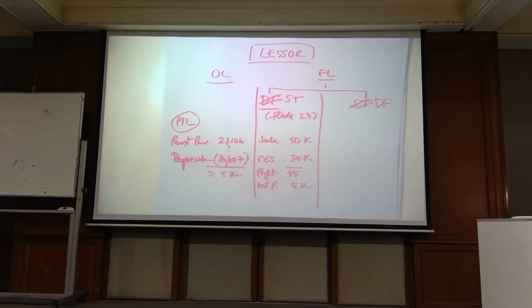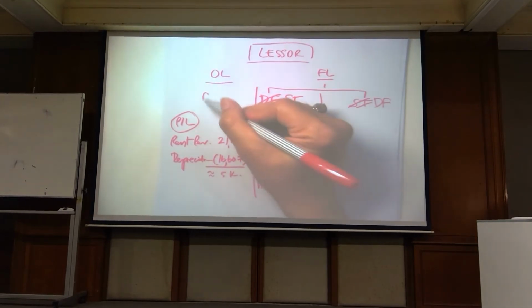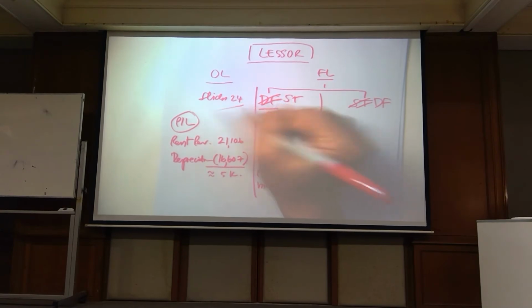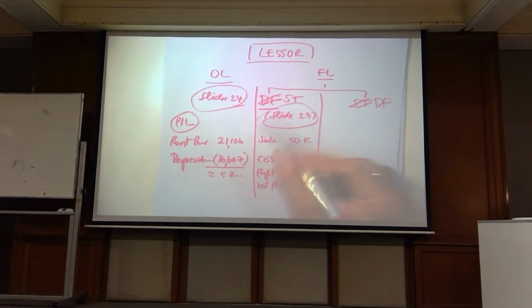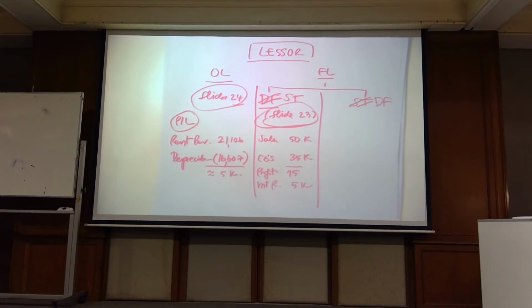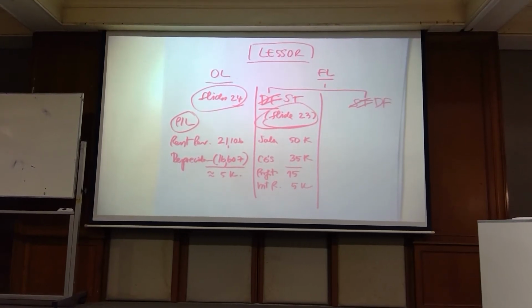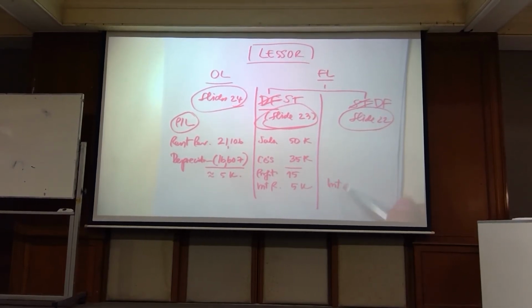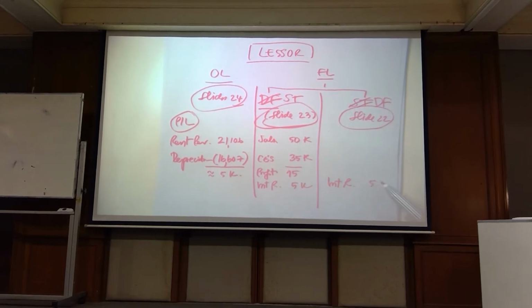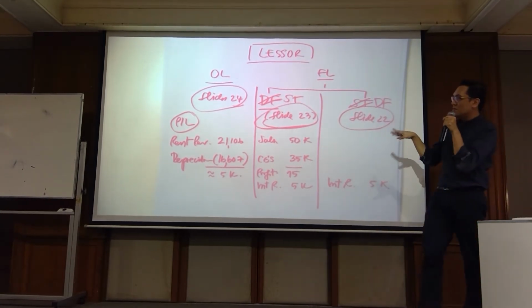And this is from slide number 24. So you can go back and see where I got the number from. So what about direct financing? It's from slide number 22. We have only interest revenue for 5,000. Okay. So if you are the lessors, which one you want?